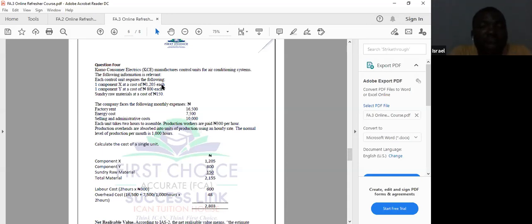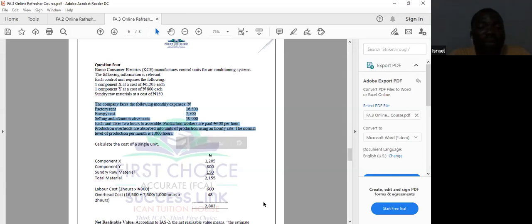Question 4 says KCE manufactures control units for air conditioning systems. The following information is relevant. Each control unit requires the following: one component X at the cost of 1,205 each, one component Y at the cost of 800 each, sundry raw material at a cost of 150. Each unit takes 2 hours to assemble. Production workers are paid 300 naira per hour. Production overheads are absorbed into units of production using an hourly rate. The normal level of production per month is 1,000 hours. Calculate the cost of a single unit.